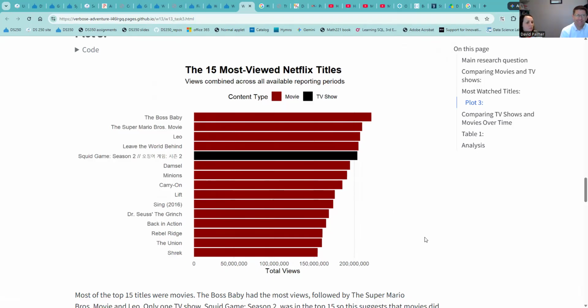I thought of Netflix more as an adult streaming platform. I thought parents would prefer for their kids to watch Disney Plus, for example. But apparently they really do like kids movies and stuff on Netflix. And my favorite finding is actually Squid Game season 2. It's the only TV show to appear on the top 15.